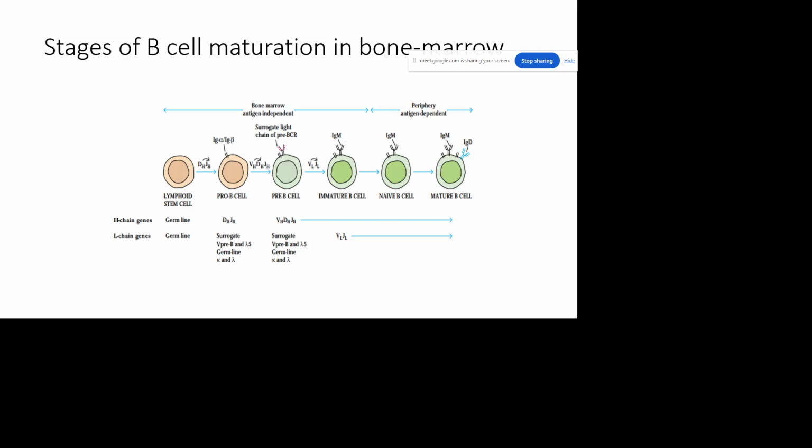antigen stimulation and activation by helper T cell, and it will also start expressing the IgD. So these two are the surface immunoglobulins. They will be expressed at first on the surface of a B cell. So that is your mature B cell. These are the stages of B cell maturation in bone marrow, and of course also in periphery. In bone marrow it is antigen independent, in peripheral lymphoid organ it is antigen dependent.